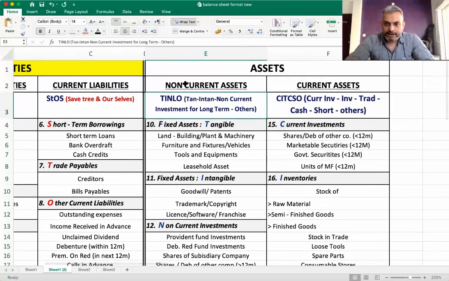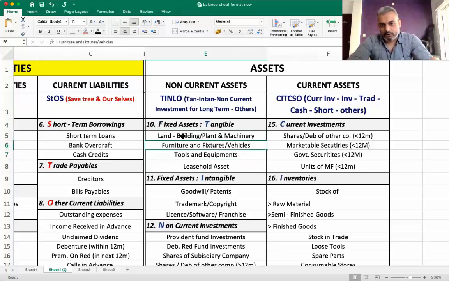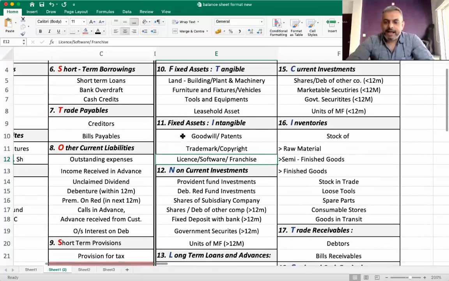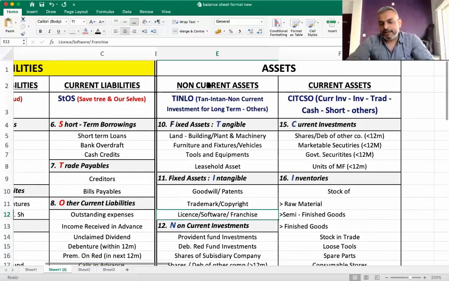Now, non-current asset, we know first is always the fixed asset. So fixed asset, tangible. You can see these are the tangible assets. I need not tell you anything about this. You all know this. Then intangible assets. So TI, that is goodwill, patent, trademark, copyright, license, software, franchisee, etc. Then TIN is non-current investment.